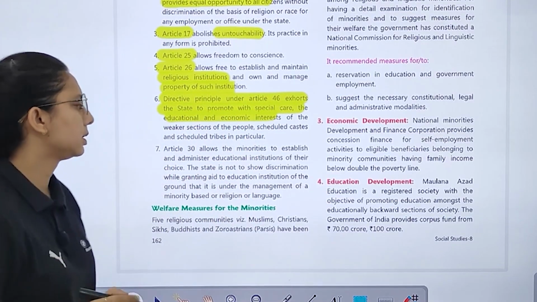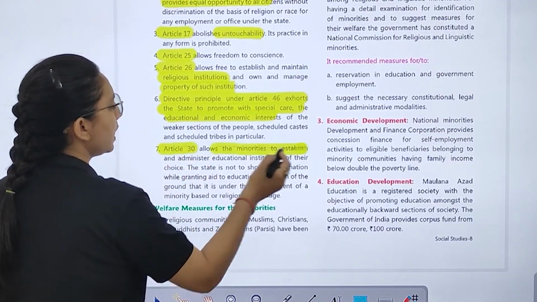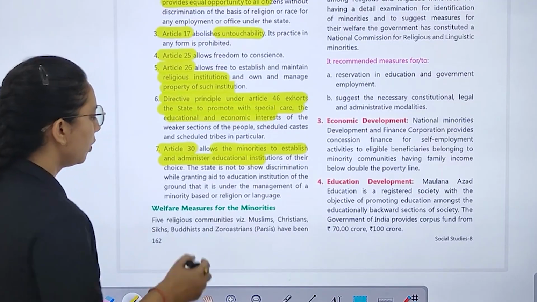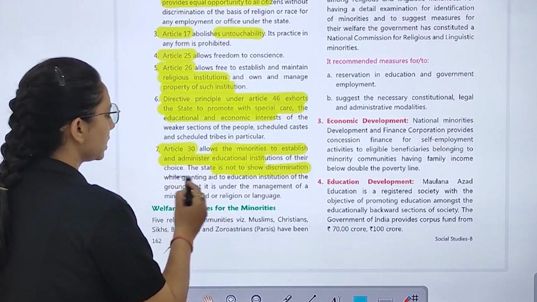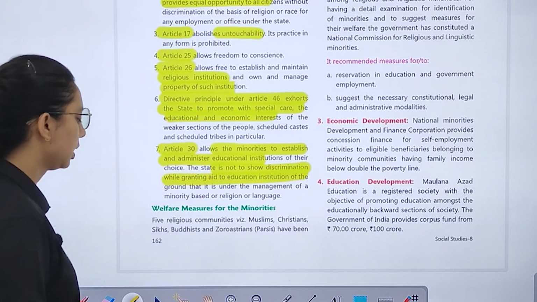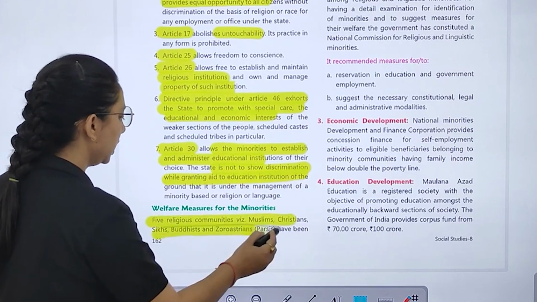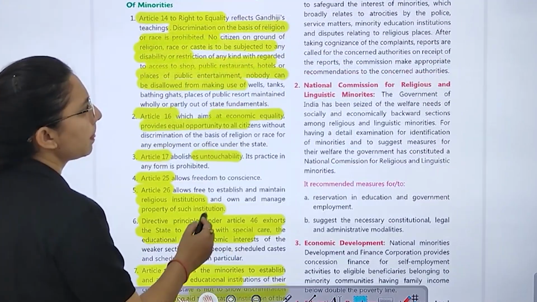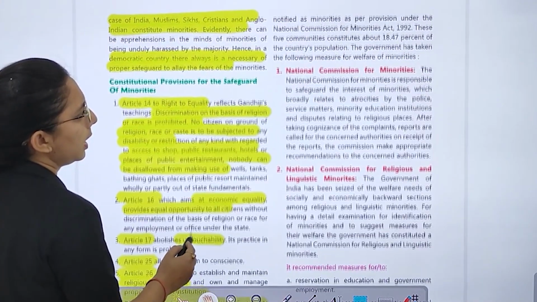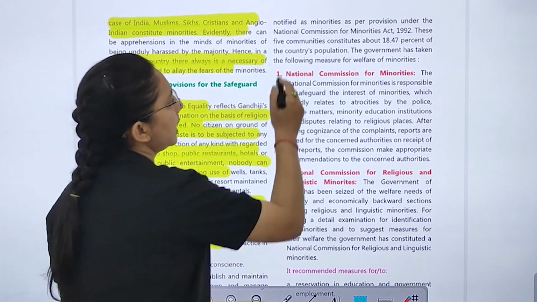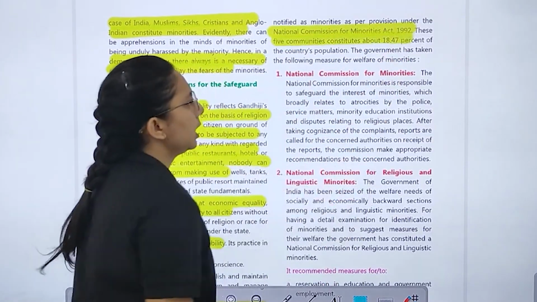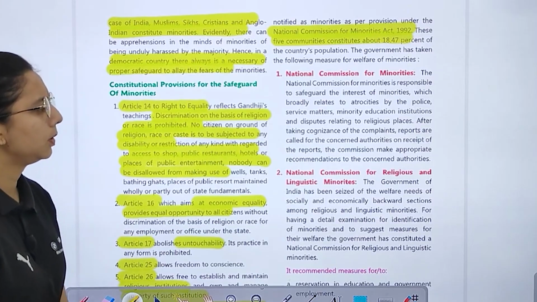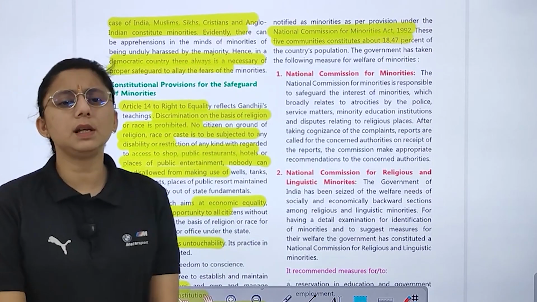Article 30 allows the minority to establish and administer what? Educational institutions. So we can say the state should not show discrimination while granting aid to educational institutions. Welfare measures: we have five religious communities, Hindu, Muslim, Christian, Buddhist, Zoroastrian. And under the National Commission for Minorities Act 1992, these communities constitute about 18.47% of the country's population. So the government has taken some measures for their welfare.